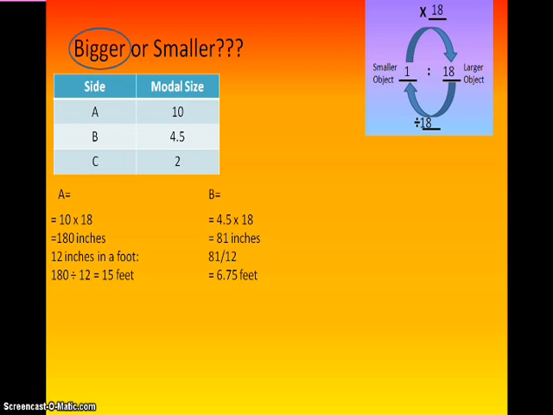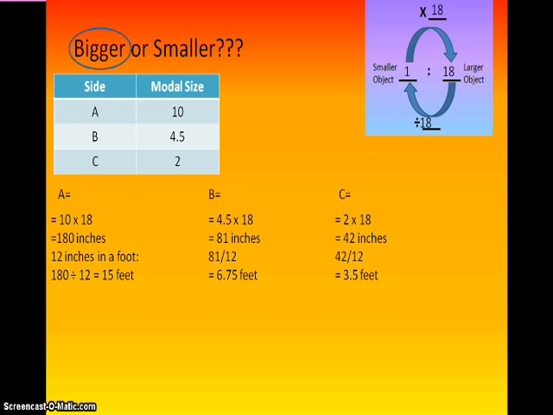Size B, same thing. 4.5 times 18 equals 81 inches, divided by 12 is 6.75 feet. Same with size C. We go 2 times 18 equals 36 inches. 36 divided by 12 equals 3 feet.